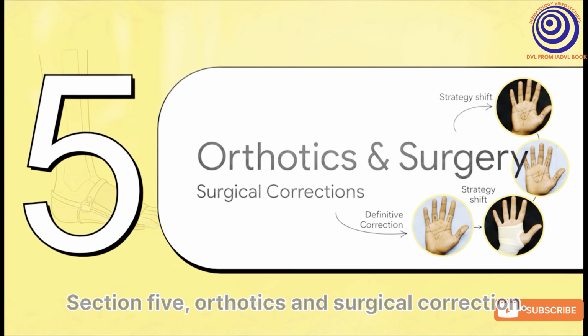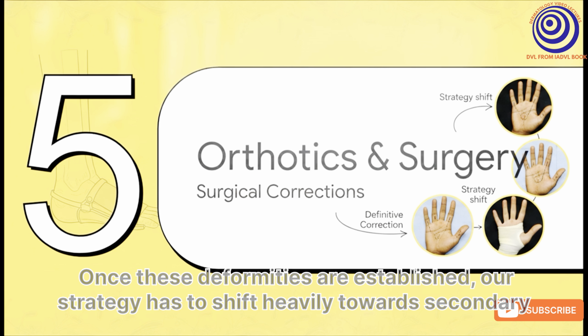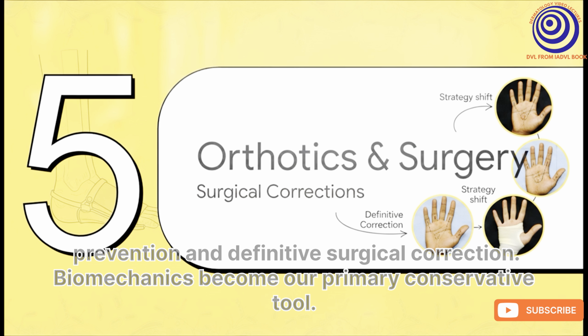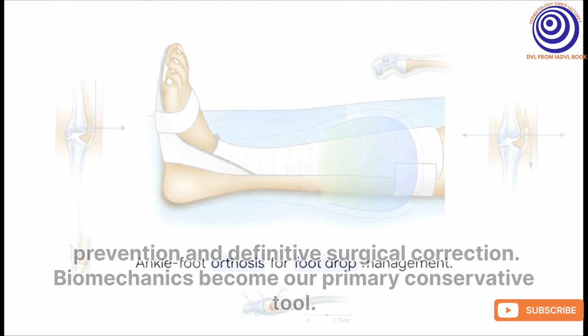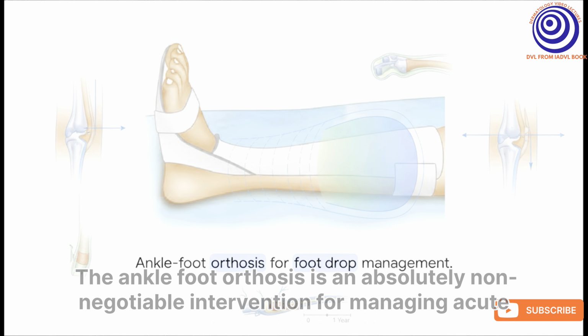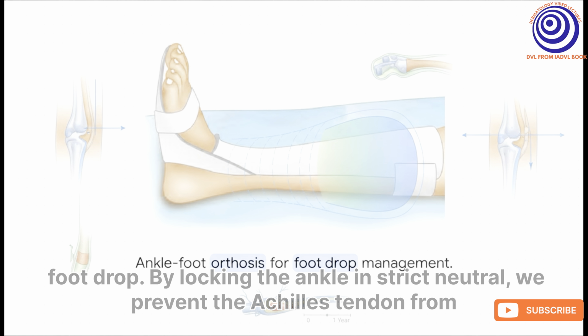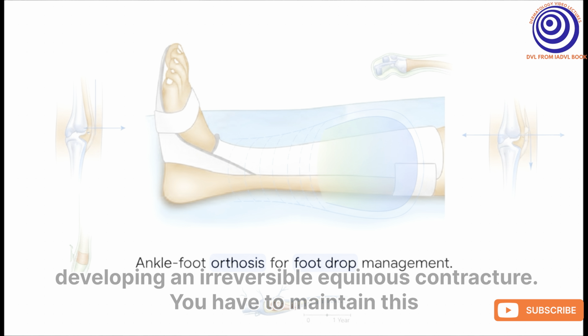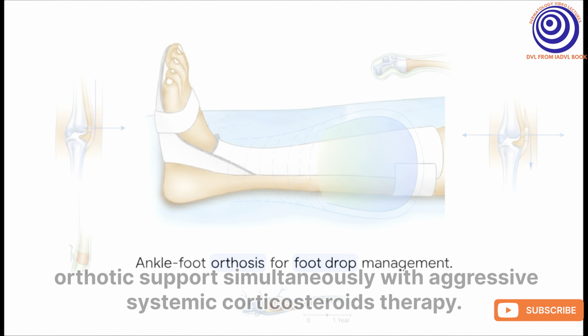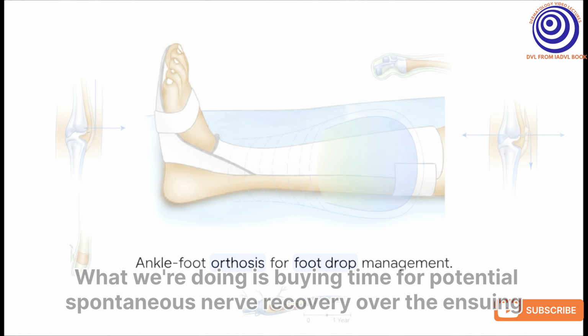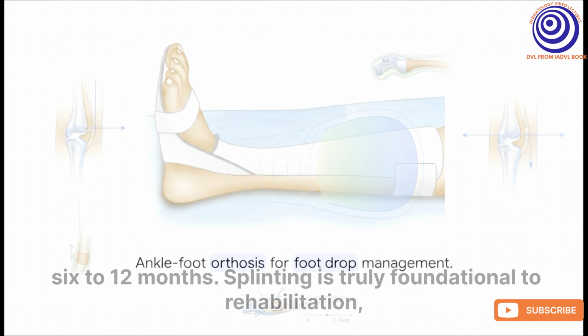Section 5, Orthotics and Surgical Correction. Once these deformities are established, our strategy has to shift heavily towards secondary prevention and definitive surgical correction. Biomechanics become our primary conservative tool. The ankle-foot orthosis is an absolutely non-negotiable intervention for managing acute foot drop. By locking the ankle in strict neutral, we prevent the Achilles tendon from developing an irreversible equinus contracture. You have to maintain this orthotic support simultaneously with aggressive systemic corticosteroid therapy. What we're doing is buying time for potential spontaneous nerve recovery over the ensuing 6 to 12 months.